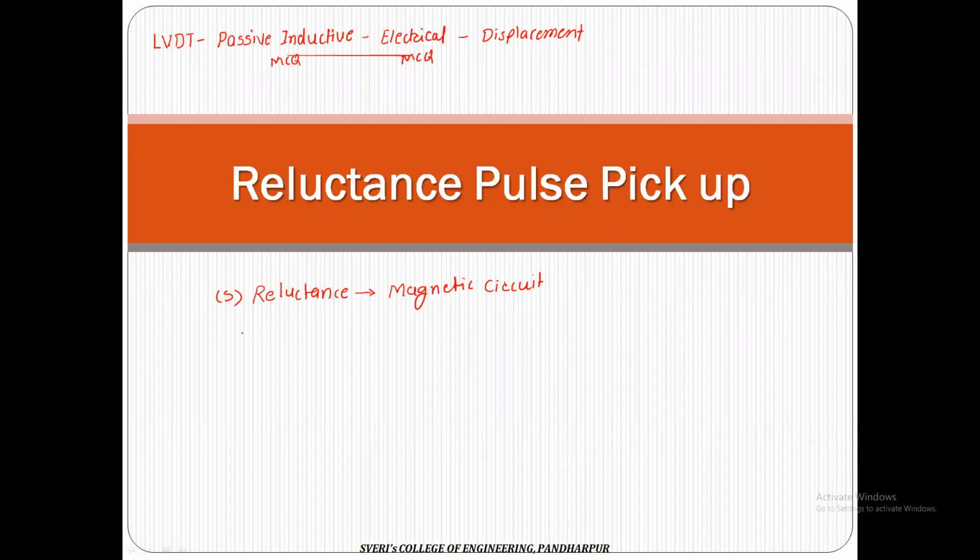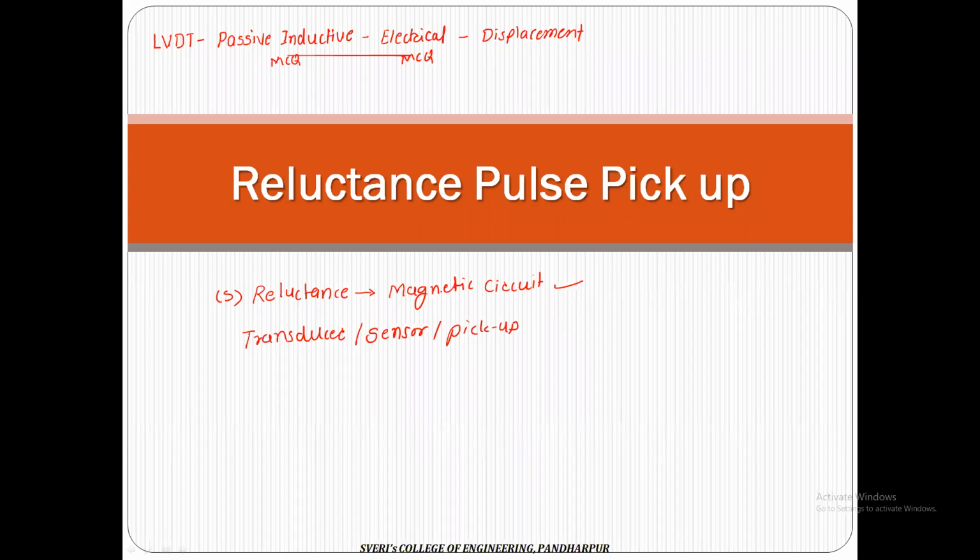Let me give another word for the transducer. Either you can call it a sensor or you can call it a pickup. These are the names of transducers. A pickup picks up the input signal and gives it as an output signal. That's why it is also known as a pickup. So it is the reluctance pulse pickup, which depends upon the magnetic circuit.